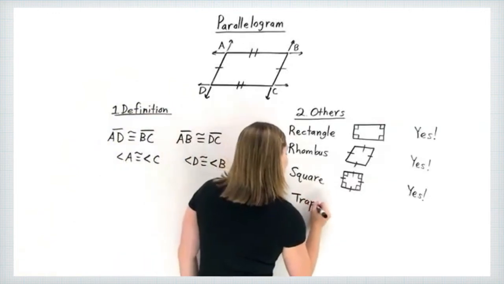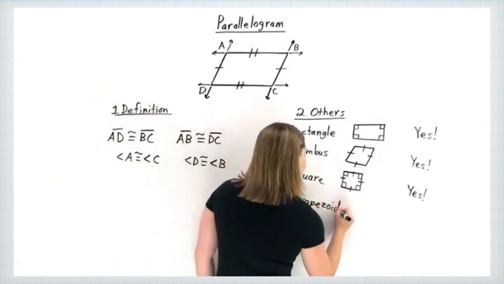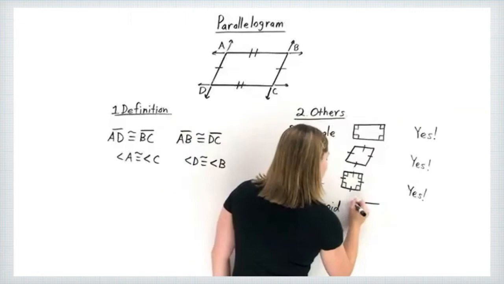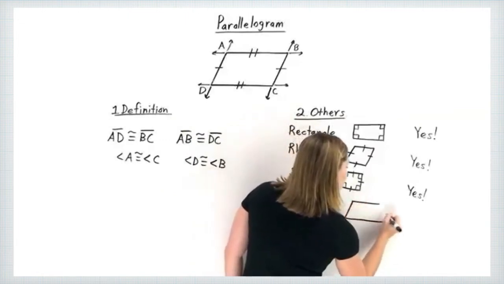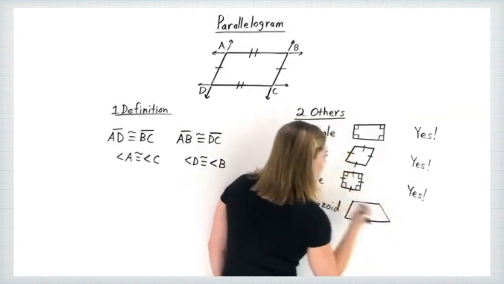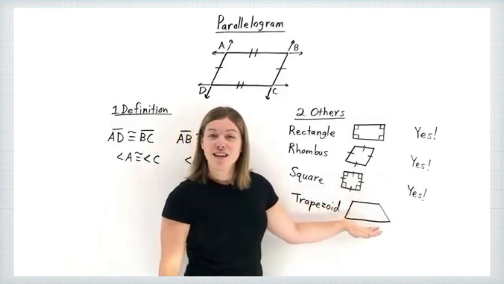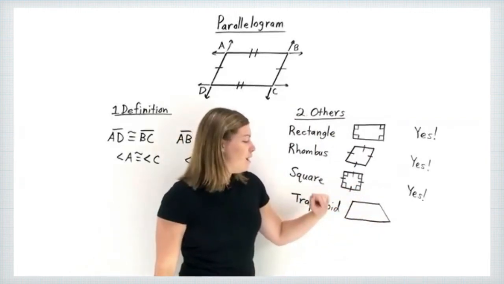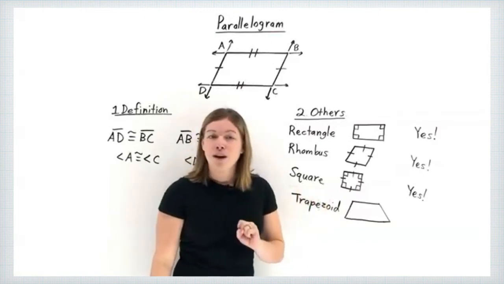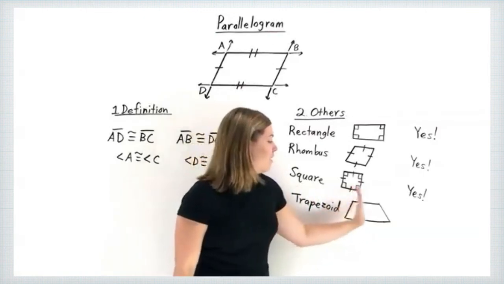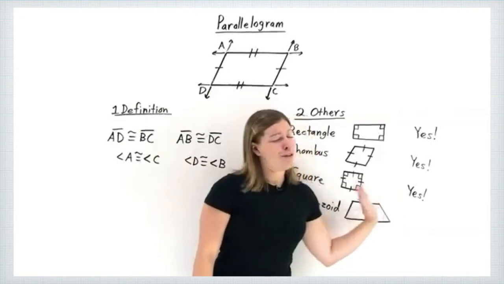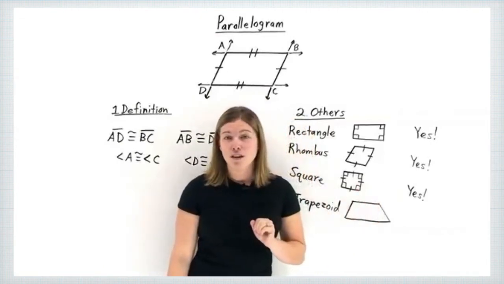Finally, let's take a look at a trapezoid. A trapezoid is a four-sided figure with one pair of parallel sides. Here we have a pair of parallel sides, right, like this. But look at the other pair of opposite sides, here and here. Those sides are not parallel to one another.